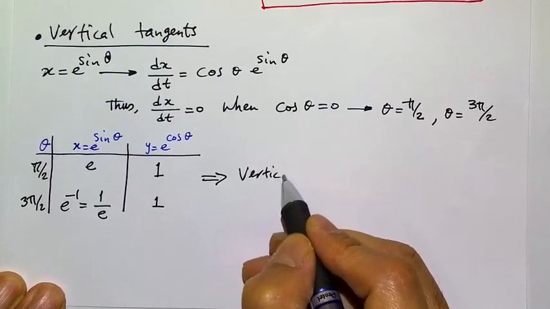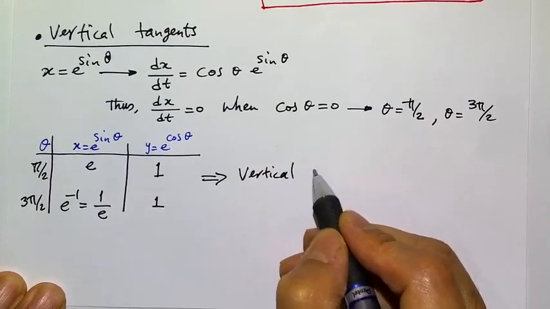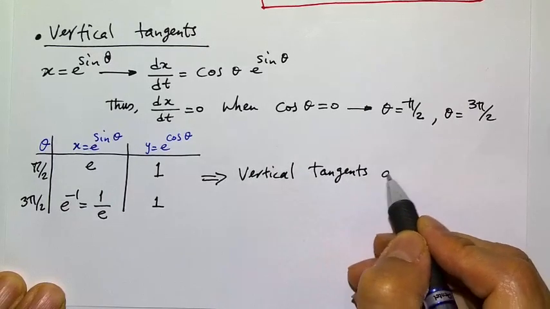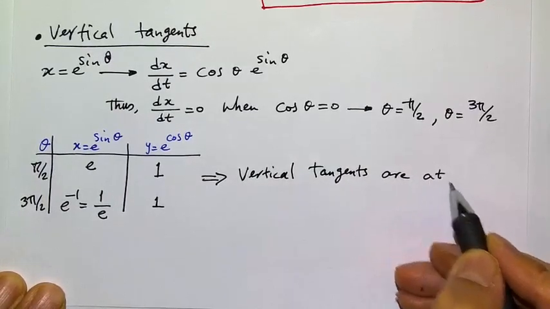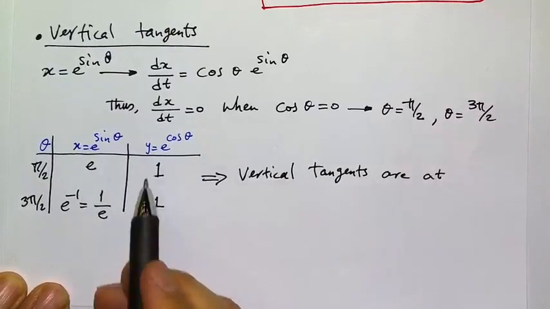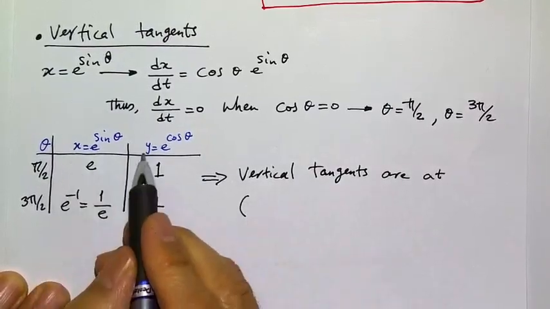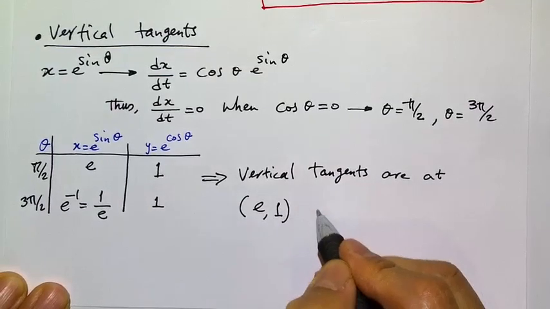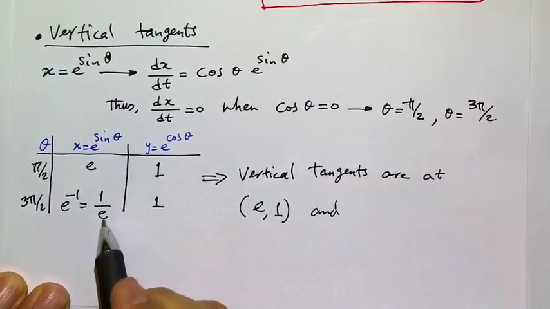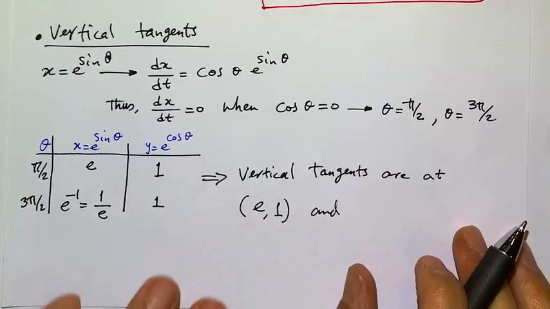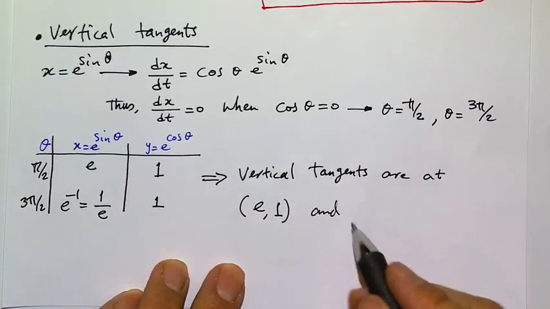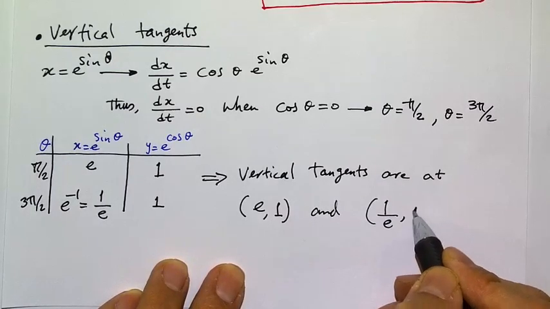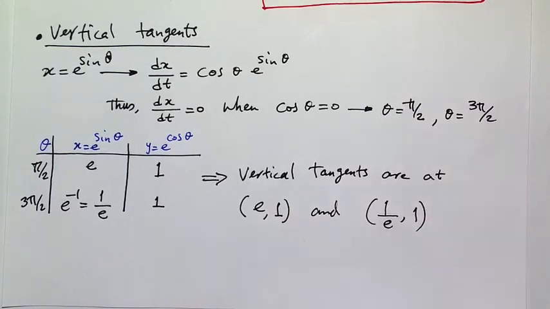Okay, so we can then write the points for the vertical tangent. They are at e comma 1, right? That's x, that's y. And 1 over e comma 1. Like that.